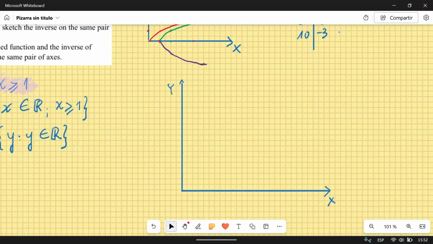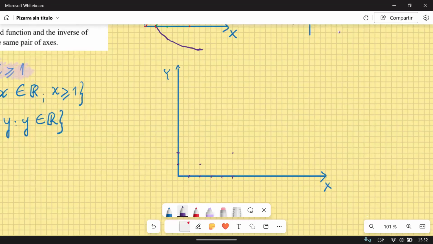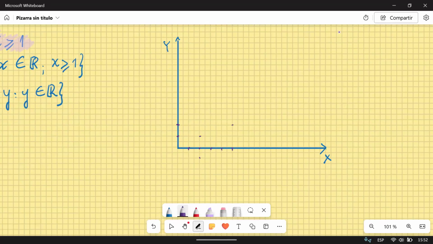X and Y. So I have, for 1, 0; for 2, 1; for 3, 4, 5, 2; this is 2, and then negative 1, negative 2, and for 9, it is 5, 6, 7, 8, 9; for 10, not for 9, negative 3. It will be here.